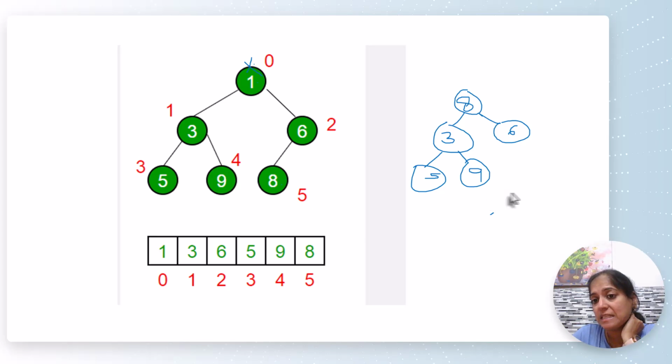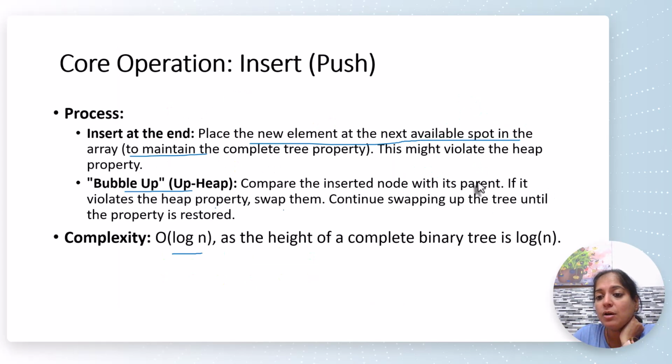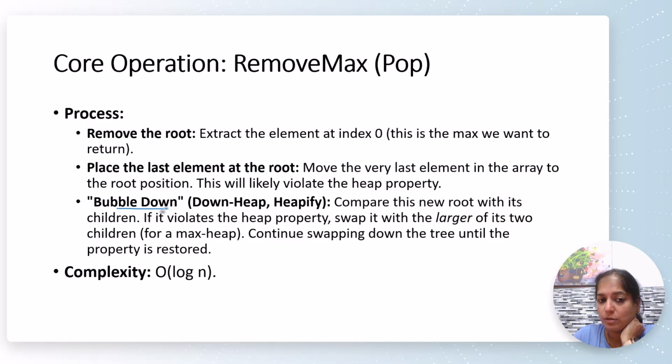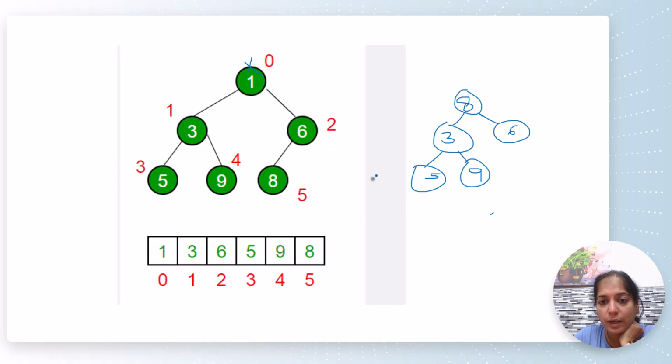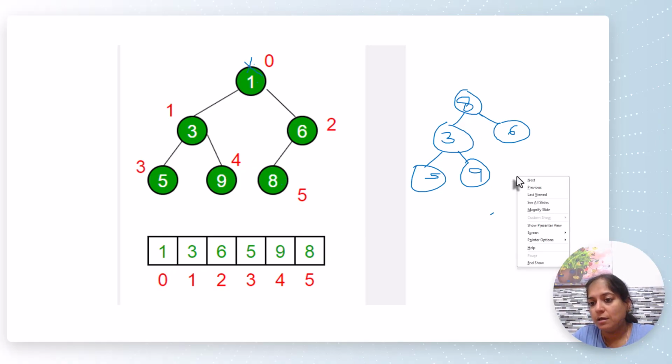So in case of deletion, we perform the operation of bubble down. Now what is the bubble down? Compare this new root with its children. If it violates the heap property, swap it with the larger of its two children for a max heap. And for the min heap, you need to swap it with the lower element. So let's do it again. We compare 8 with 3 and 6. Since it is a min heap, we will swap 8 with 3.